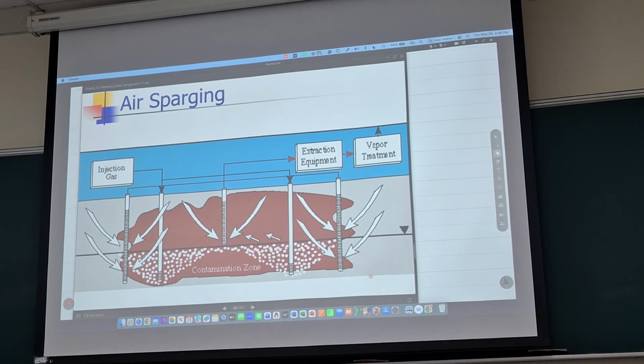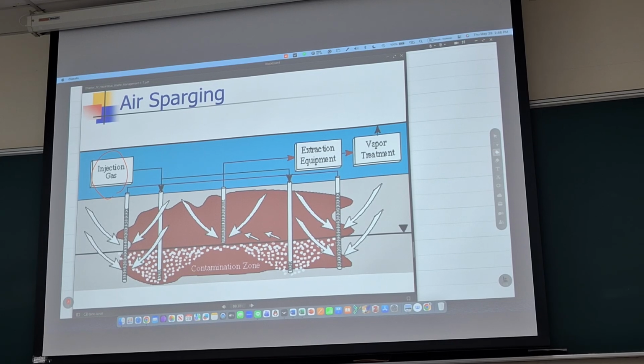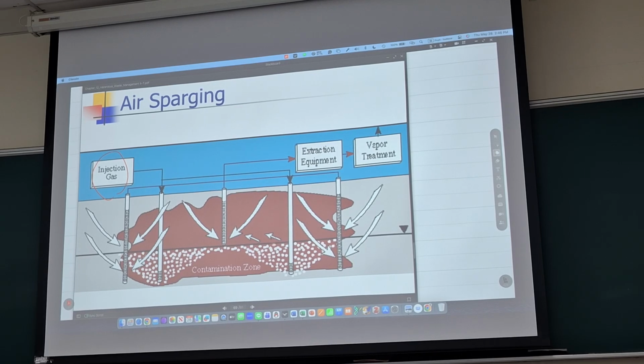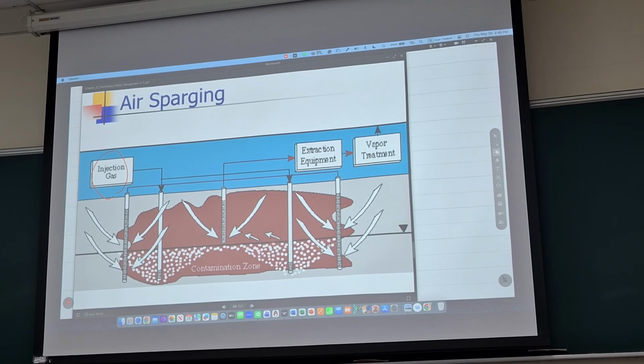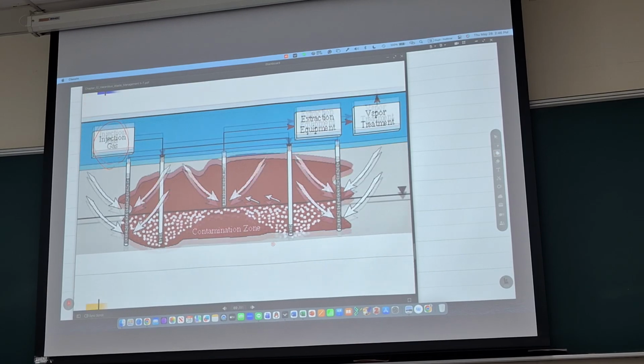Okay, so this is the cartoon for air sparging. You can see that we inject air, and you will generate lots of bubbles here. Those bubbles will help to remove the volatile contaminants.